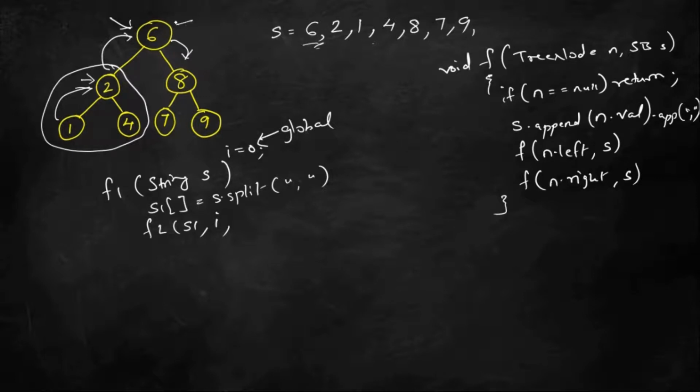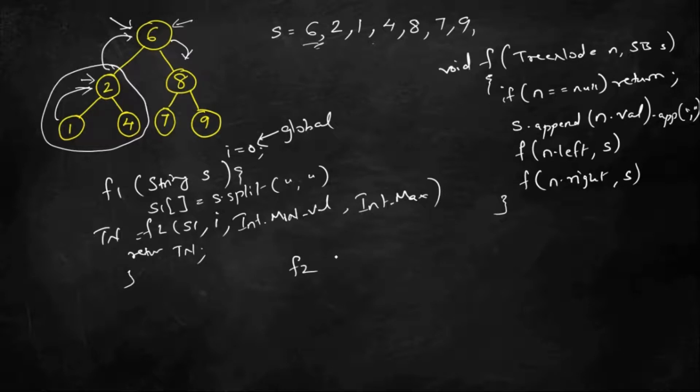So if currently I am at the root node, I is 0, the low value will be Integer.MIN_VALUE and high can be Integer.MAX_VALUE. I am calling this function, and at the end let us say this function returns the tree node, and I can return the tree node directly here, and all the logic will happen in f2. So in f2 we are getting the s1 array, the index I, or rather since it is global we do not need to pass the index I.